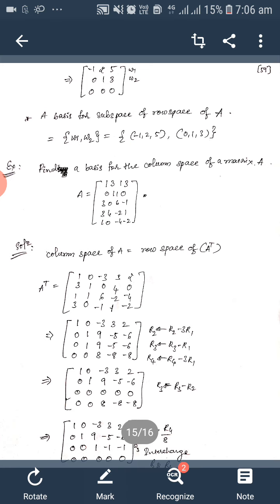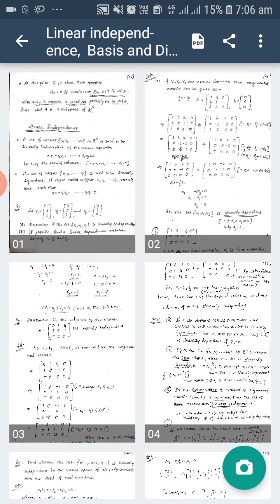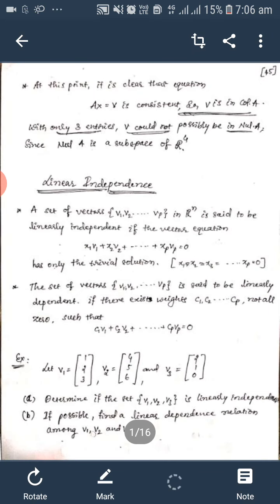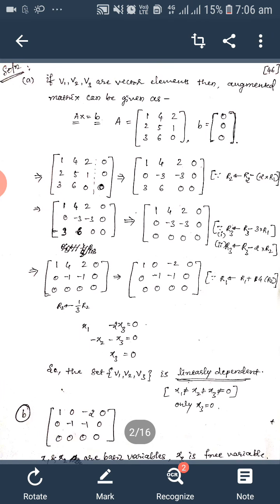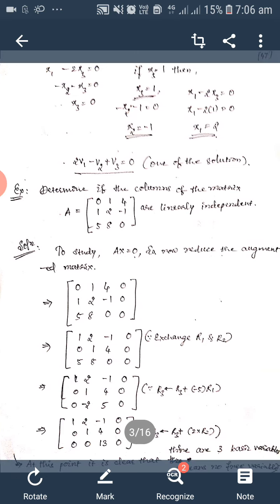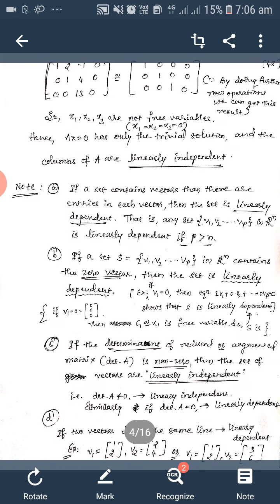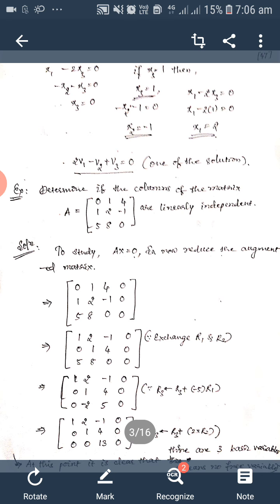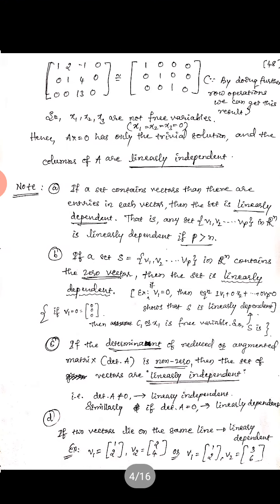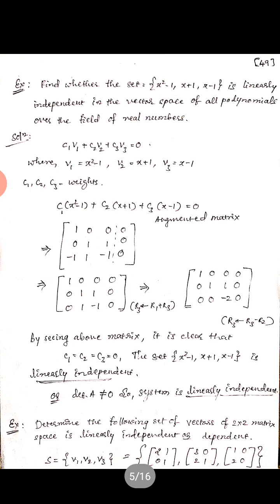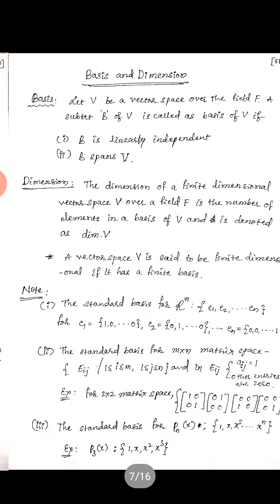Okay, after applying row operations, we can see here, if you want to find out the dependent and independent, we take Ax equals 0. That means the 0 vector b is included in the augmented matrix. Even here, for linear independence, we take the 0 vector.